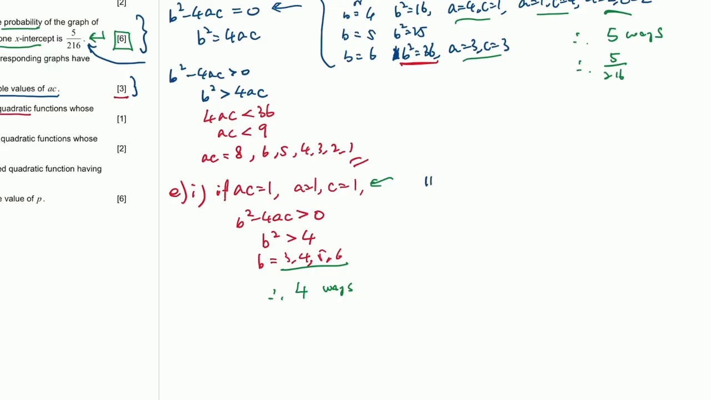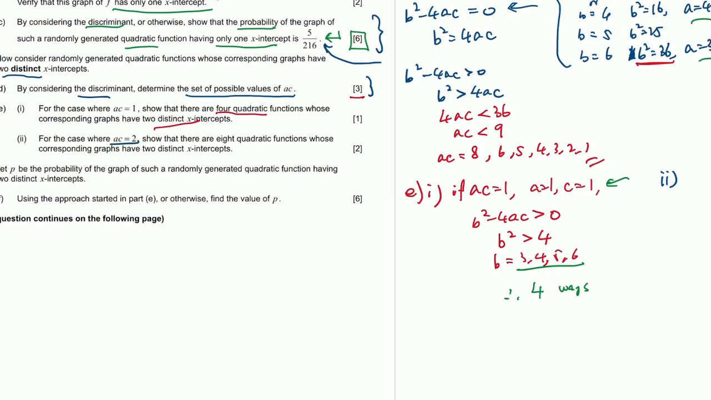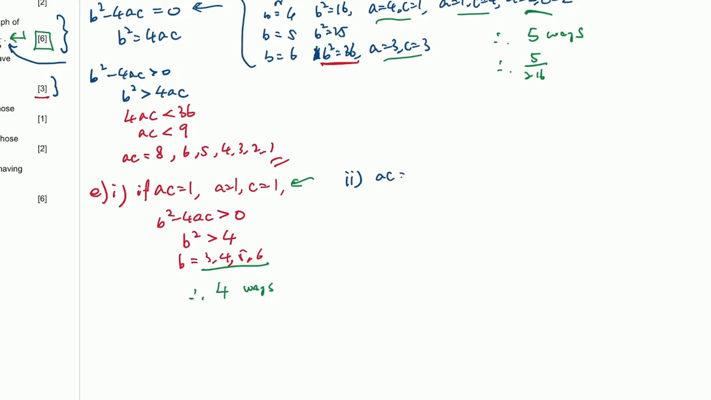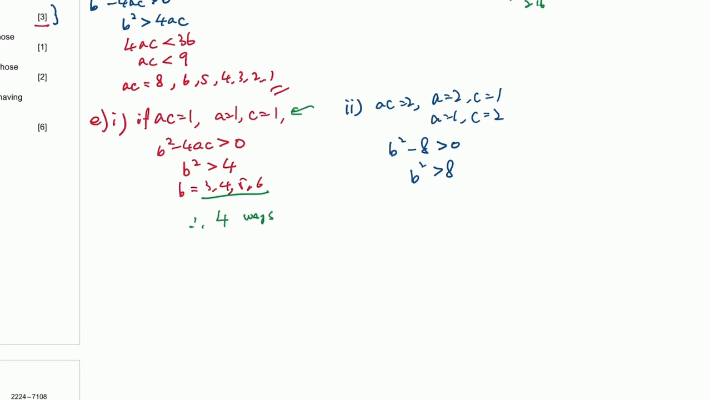And II. What happens if AC is 2? Well, we play the same game. AC is 2. What could A or C be? Could be 2, 1, or 1, 2. But b squared minus 8 has to be bigger than 0, so b squared has to be bigger than 8. How can b be bigger than 8? Oh, again, b has to be 3, 4, 5, 6. So b has 4 choices, but there are 2 different ways to configure A and C. So there are 4 times 2 ways. So 8 ways. Alright.